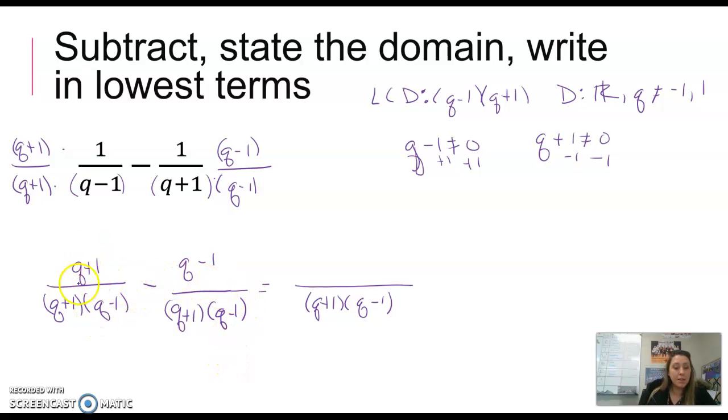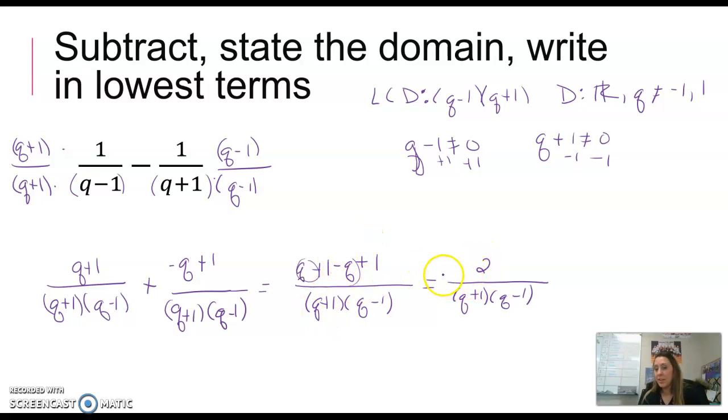Alright, I'm going to keep this fraction the same. I'm going to change this sign, and I'm going to change that sign. So now I have this, and I can combine my like terms. So q plus 1 plus minus, which means minus q plus 1. So now I can combine my like terms. Again, my denominator is going to stay the same. q plus 1, q minus 1. I've got q minus q, which is 0q, and 1 plus 1 is 2. I cannot factor the numerator any further, so that is my final answer.